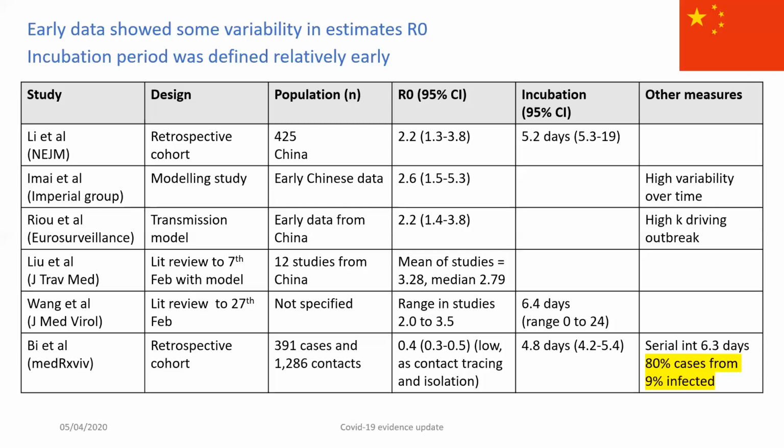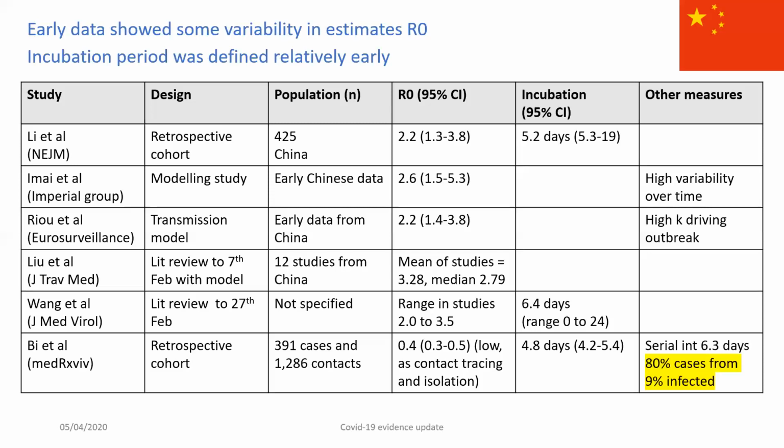The study undertook detailed case and contact identification in a defined population in China in order to trace and isolate all contacts. They found the incubation period in their population to be 4.8 days on average, with a serial interval of 6.3 days. What's interesting about it is that with aggressive contact isolation, they calculated their R0 to be 0.4, which would be sufficient to control an epidemic.